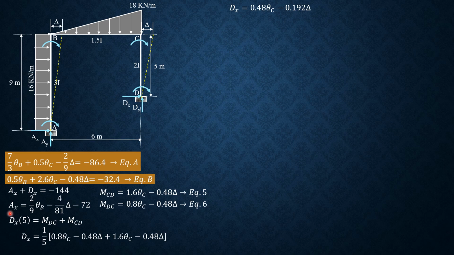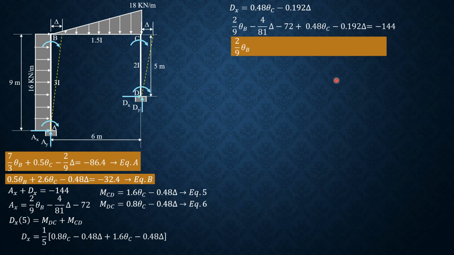Substitute into this equation here. So Ax, 2 over 9 of theta B minus 4 over 81 delta minus 72, plus Dx, 0.48 theta C minus 0.192 delta, equals negative 144. So simplifying, combining like terms to establish equation C: 2 over 9 theta B plus 0.48 theta C minus 2444 over 10125 delta minus 72 equals negative 72, equation C.